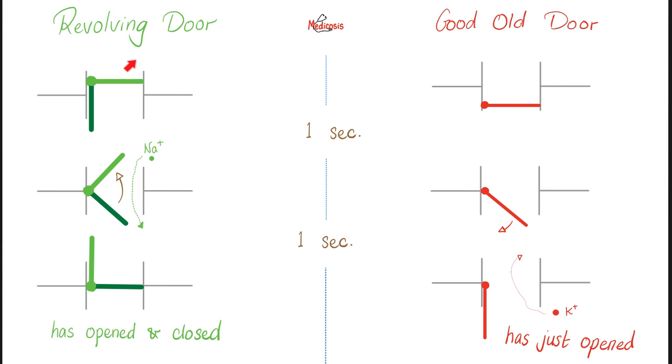Look at this. This sodium channel, since it has 2 gates, has opened and closed, and we're done in just 2 seconds. But by the time the sodium channel has opened and closed, the potassium channel has just opened. If you want it to close, give it another 2 seconds. And that's why sodium channels are faster than potassium channels.